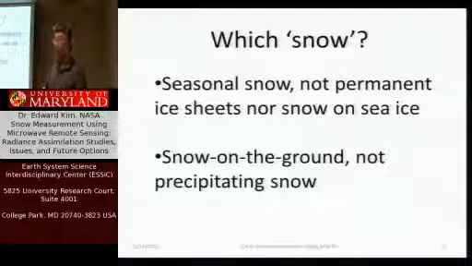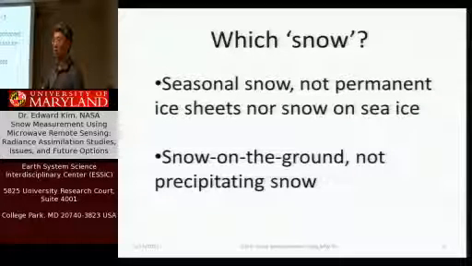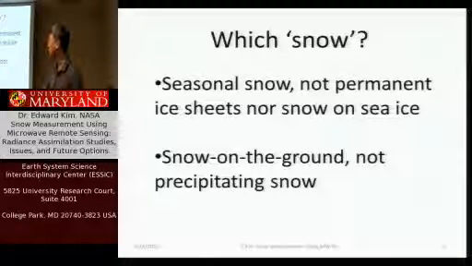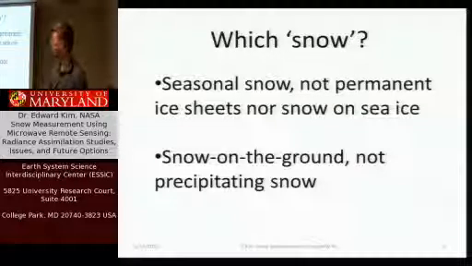Okay, first I do need to make sure I'm talking about the same snow that some of you may be thinking of. First, I'm talking about seasonal snow. I'm not talking about ice sheets or snow on sea ice. I'm talking about snow on land. And also, I'm not talking about snow that is falling through the air. I'm talking about snow that's already on the ground. I know there's a lot of work related to precipitating snow also.